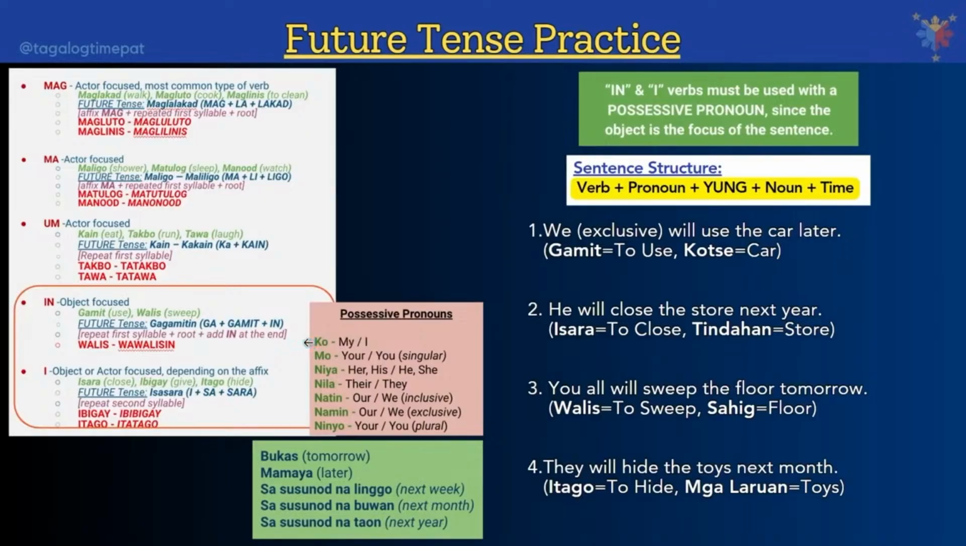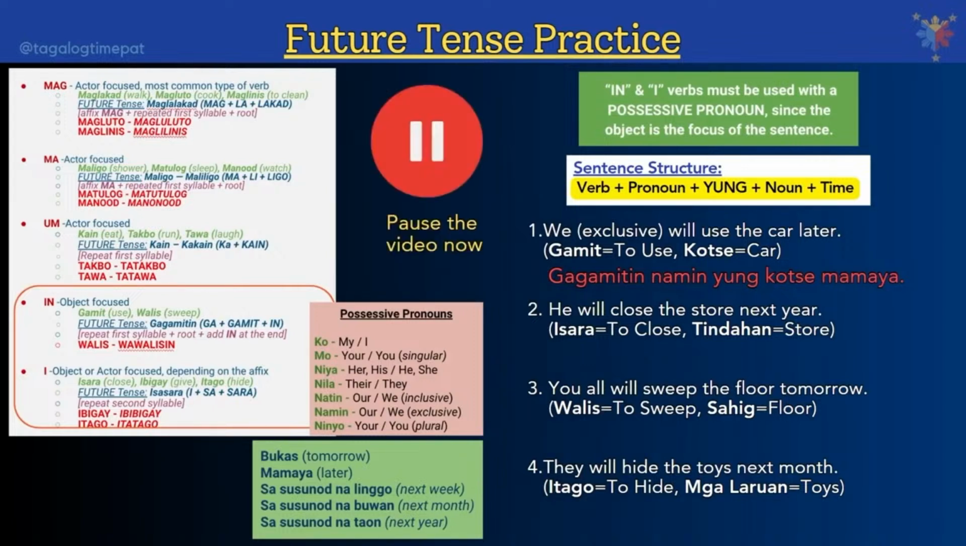Repeat the first syllable, then it's the root, then you add in at the end. So it would be gagamitin. Gagamitin, then it's we exclusive, namin, yung kotse mamaya. Gagamitin namin yung kotse mamaya. You give it a try. You can pause the video now. You try 2, 3, and 4. Just plug in the vocabulary into the sentence structure and then use the conjugation patterns for in and e verbs. Go ahead and do that and we'll check it in just a bit.